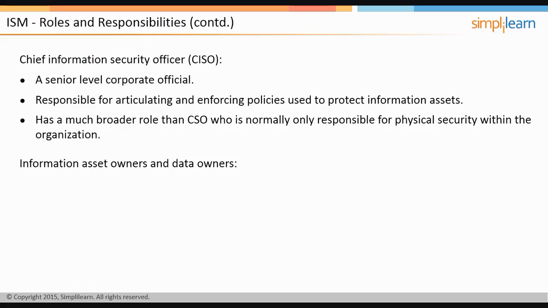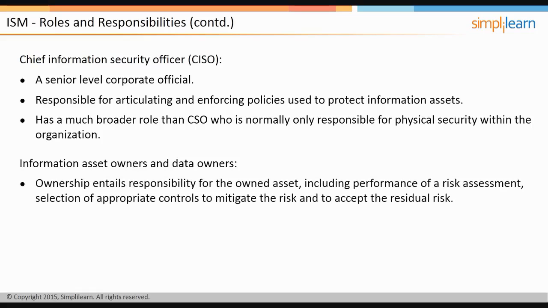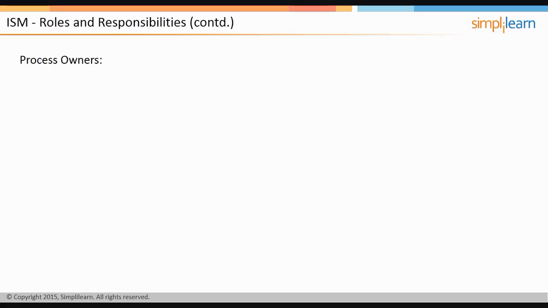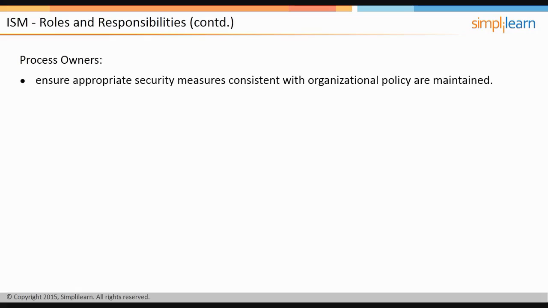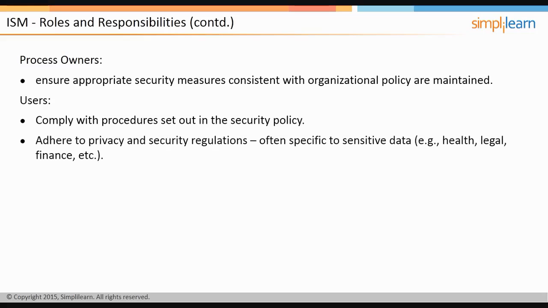Information asset owners and data owners are entrusted with the responsibility for the owned asset, including performance of a risk assessment, selection of appropriate controls to mitigate the risk, and acceptance of the residual risk. Process owners ensure appropriate security measures consistent with organizational policy are maintained. Users comply with procedures set out in the security policy and adhere to privacy and security regulations, often specific to sensitive data, for example, health, legal, finance, etc.